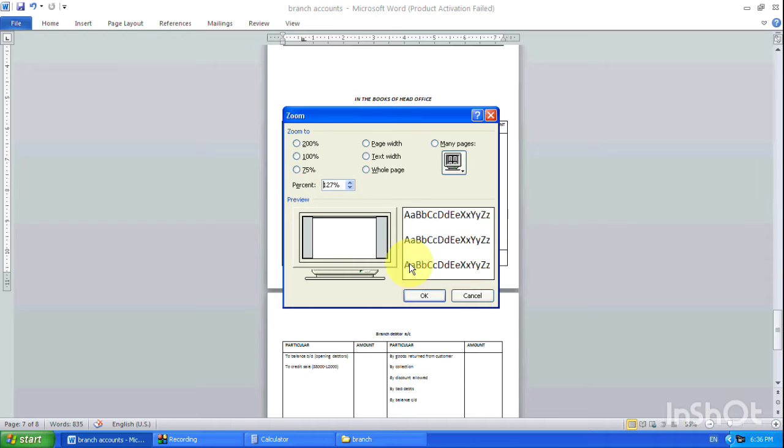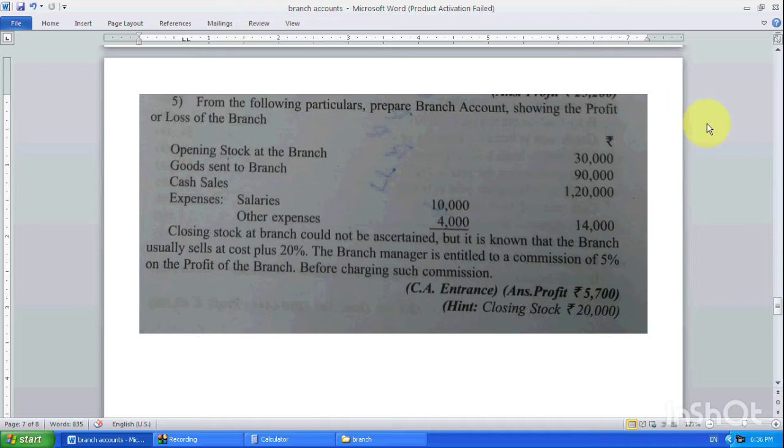Here you can find the question number 5th. Okay, so we have got the question number 5th. Let's start without wasting the time. From the following particulars, prepare branch account showing the profit and loss of the branch. Only we have to prepare the branch account.